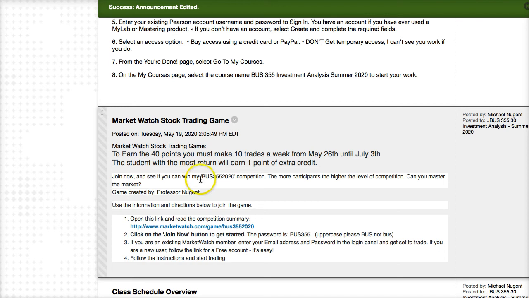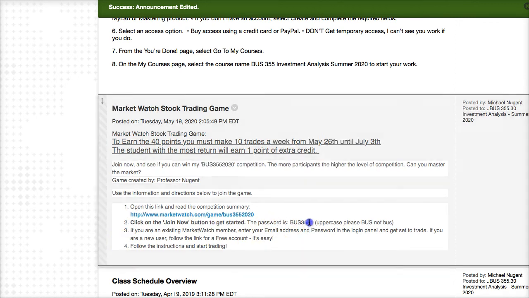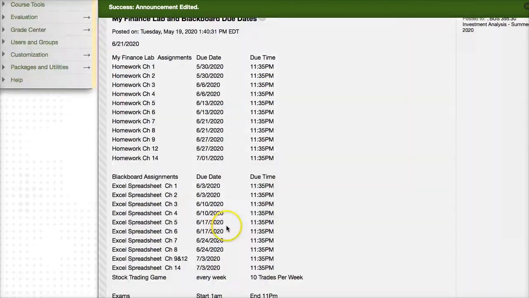Now, the competition is listed here, and this is the four steps of instructions of how to sign up for the competition. It's a private competition, so there will be a password. Remember, the password is uppercase, so you have to put in BUS as uppercase. Lowercase will not work. Okay, so let's go back up here.